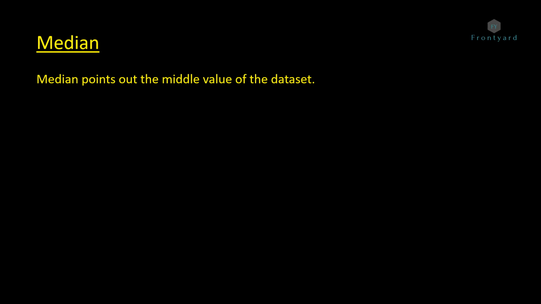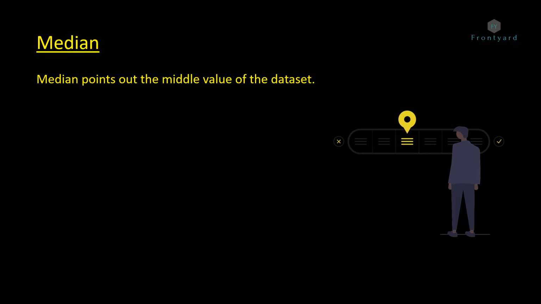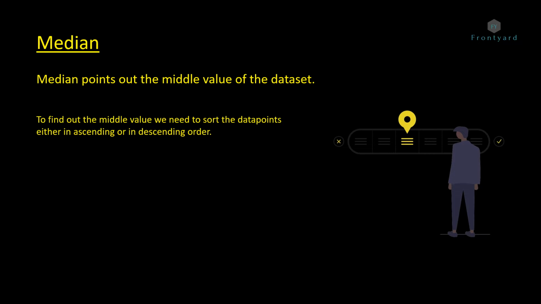The next M is median. Median points out the middle value of the dataset. To find out the middle value, we need to sort the data points either in ascending or in descending order. In case of odd number of total observations, the median is the (n plus 1) by 2 value. That is, consider the series 2, 3, 5, 7 and 11.